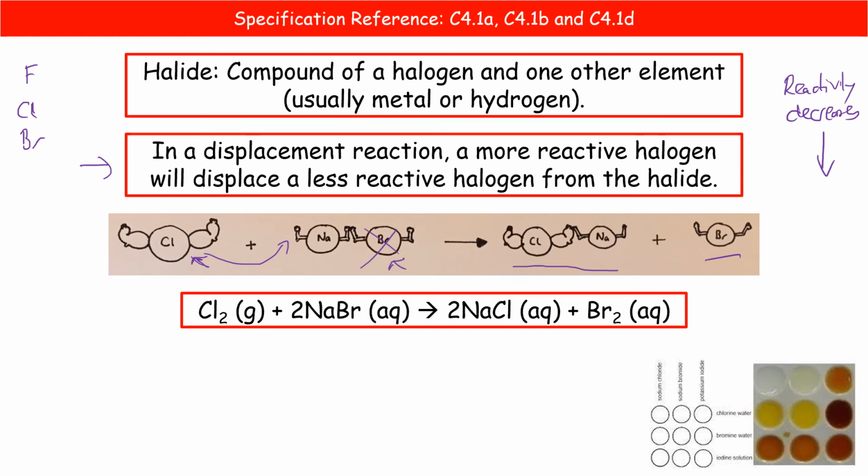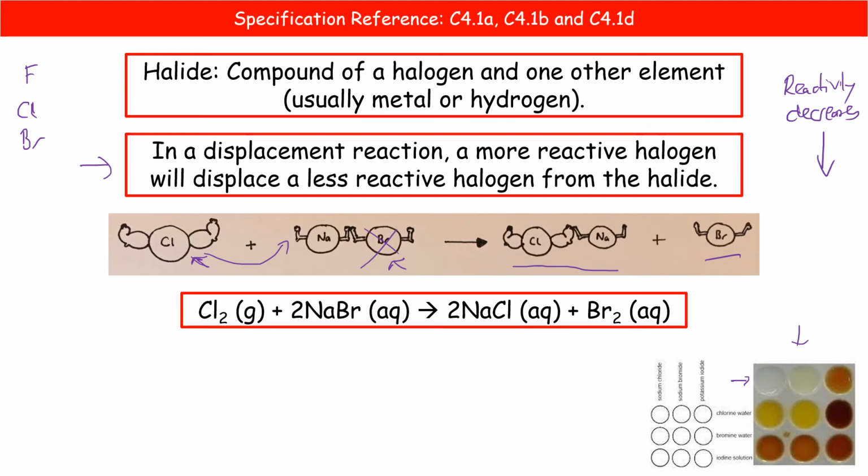In terms of the experiment you will have done for this, then you will have had a little spotting tile, which we can see down in this bottom corner here. And into that spotting tile, what we would have done is in our first row, so going across here, we would have put a few drops of chlorine water. Second row, we'd have done bromine water, bottom row, iodine solution.